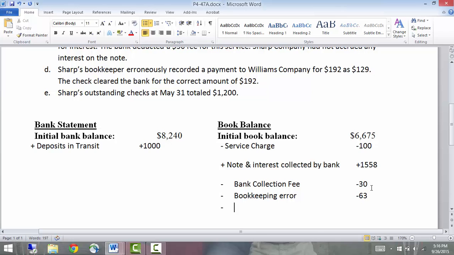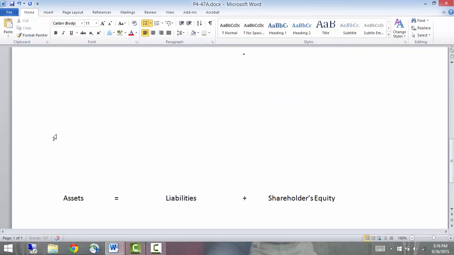Okay, one more adjustment to make. Sharp's outstanding checks at May 31st totaled $1,200. So outstanding checks, that means we have written checks to either our vendors or maybe to our employees, and they have not cashed those checks yet. They hadn't taken them to the bank yet. So our bank does not know about those checks.